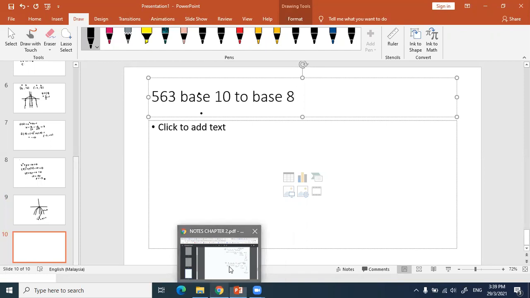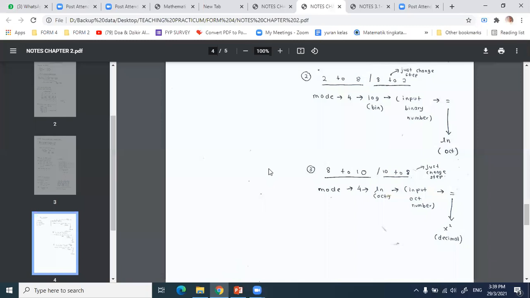Yes. Okay. Now, firstly, you have to press mode and then 4. And then 563 is in base 10, so you just key in 563, and then press equal. And then press ln, which is octo. Do you get the answer? Dapat tak?